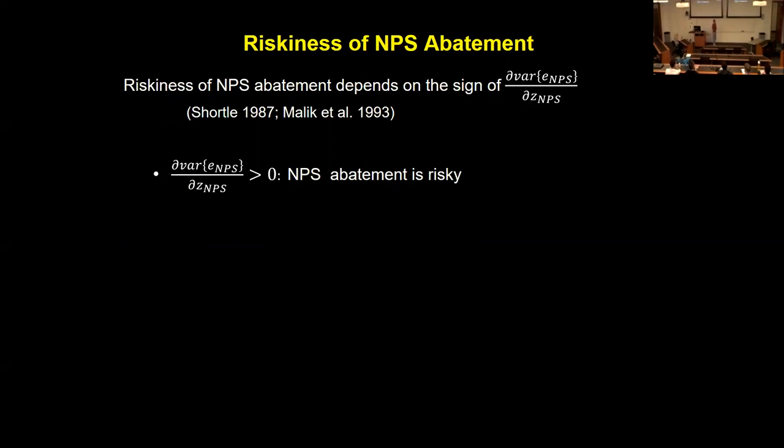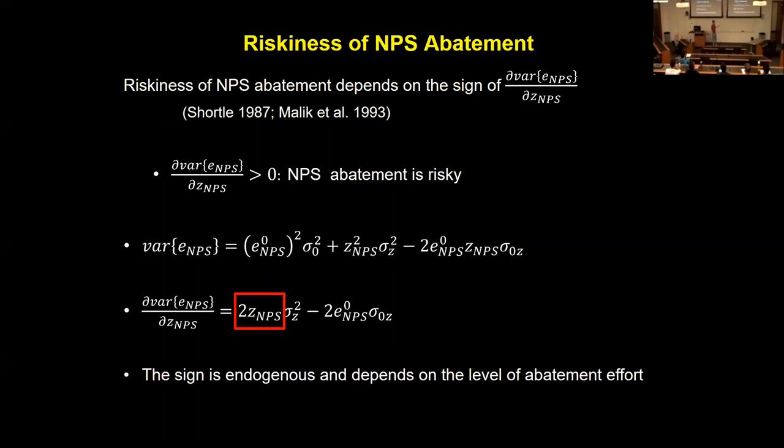So the riskiness of non-point abatement is going to depend on the sign of the marginal variance of emissions with respect to abatement. If your abatement goes up and the variance goes up, non-point abatement is risky. If the variance goes down, non-point abatement is a risk-reducing activity. Well, let's look at the variance. We can calculate the variance of emissions, and then we can calculate the marginal variation, and we see that it's a function of our mean abatement choice. That means the sign of this variance term is endogenous. It's going to depend on how much abatement effort we apply.